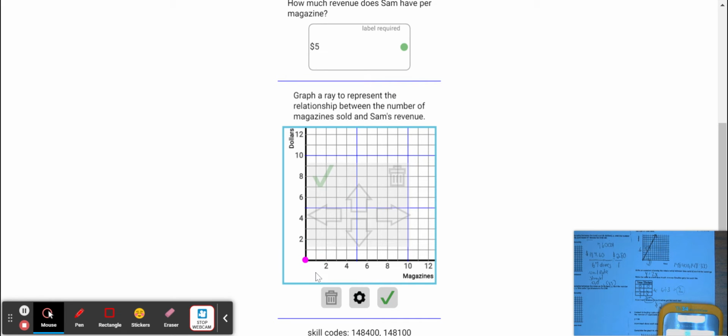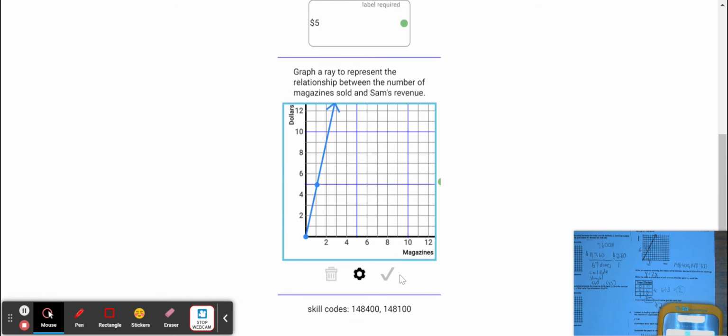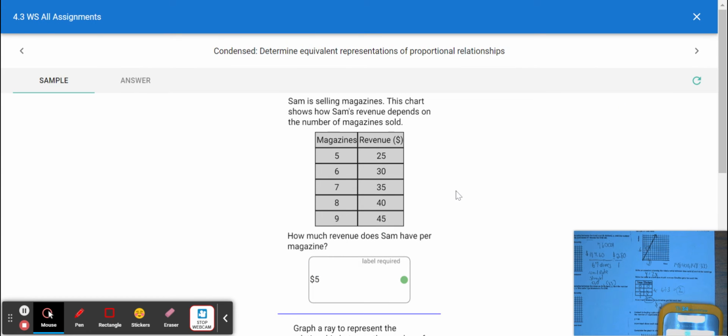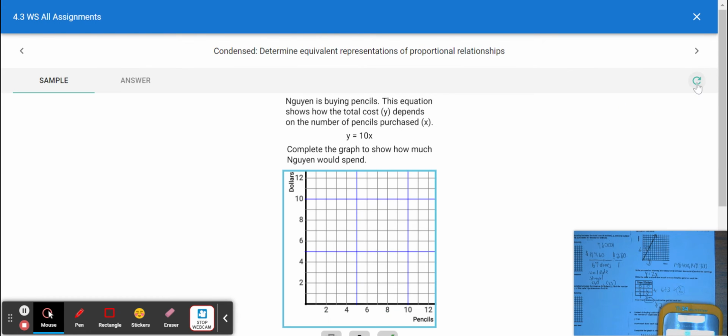My first one is at 0, 0. One magazine costs $5. I have to come down here and do it at 1, 1 and move my dot up to 1, 5. It will allow you to put your dot closer, and I can move it left or right. That looks a little high, so I can move it left or right if I need to. There's my graph. Okay, so that one asked me for revenue and the graph.